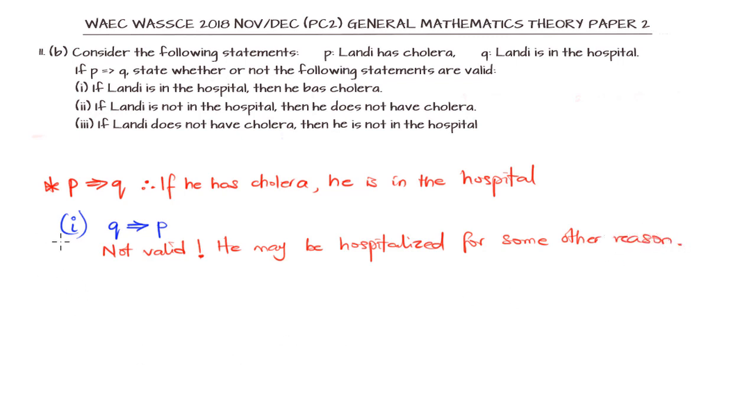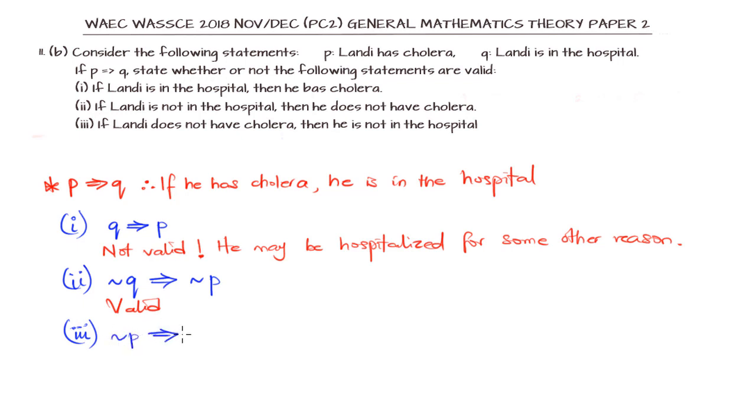So now, question number 2: if Landy is not in the hospital, then he does not have cholera. Okay, meaning that he is not Q, going to the next situation, that is not P. Well, this is quite valid. Why? Because if he's not in the hospital, then he does not have cholera. There are many things that can take him to the hospital, but the fact that he's not in the hospital means that he does not have cholera. So that is quite correct.